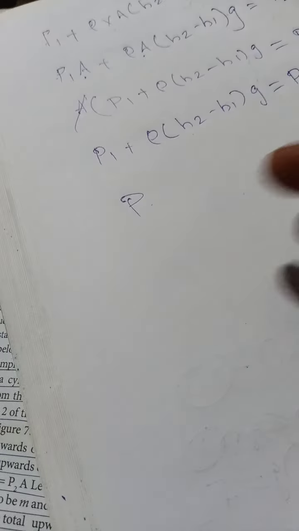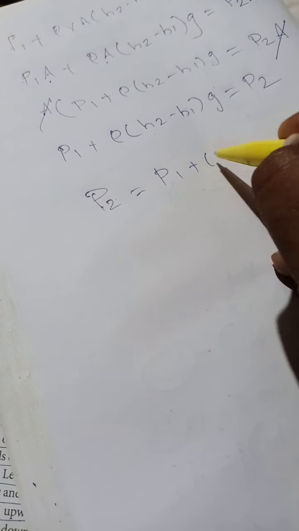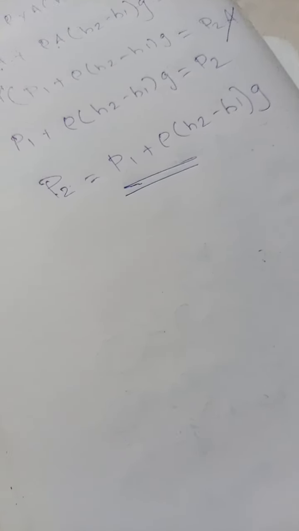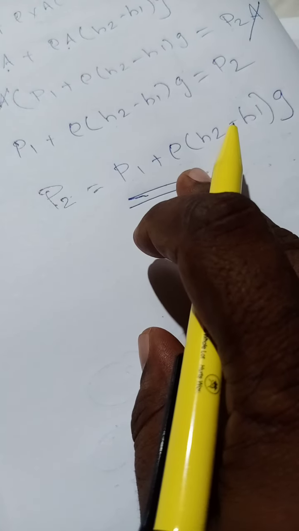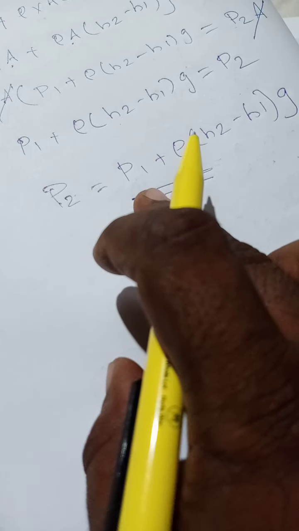Pressure 2: P2 equal to P1 plus rho into H2 minus H1 into g. This is the pressure due to the fluid column at rest. If you are keeping some object inside the liquid, this much pressure will be there. Now you can take a case.